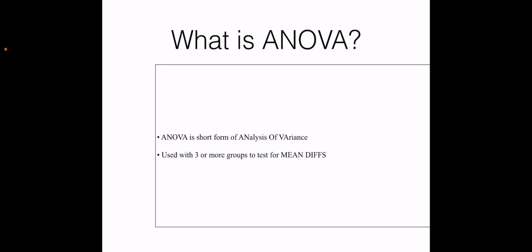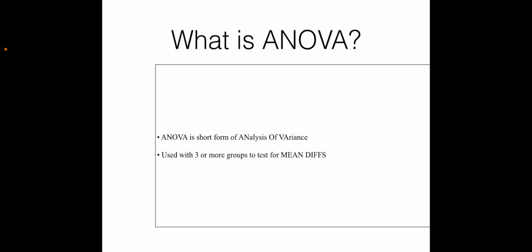In this video, we are going to be talking about ANOVA. So, what is ANOVA? ANOVA stands for Analysis of Variance. ANOVA is used with three or more groups to test for mean differences. That is, ANOVA is a technique that is used in a situation where there are three or more groups to check whether their means are statistically significant from one another or not.